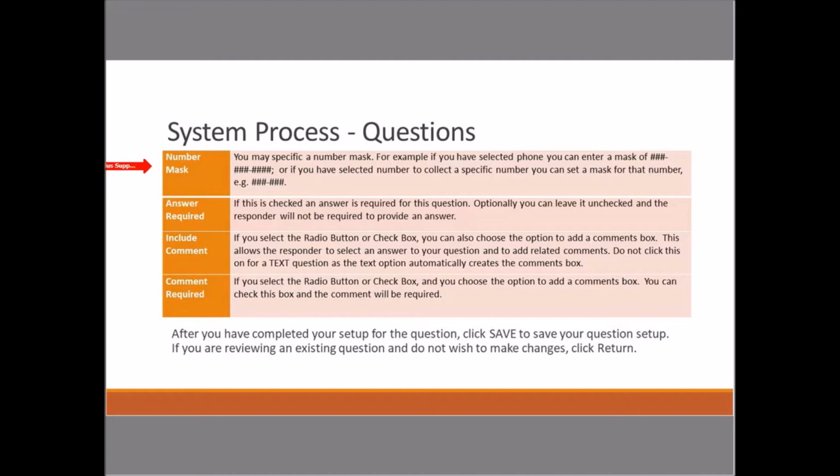And then we talked about answer required. If you check that box, they have to respond. Include comment, that's if you want to add an ability for them to add text when you're using the radio button or checkbox. And then lastly, comment required. When you include a comment, you have the option to make it required or not. So that helps answer, kind of, the questions related to filling out the question section of the system process.